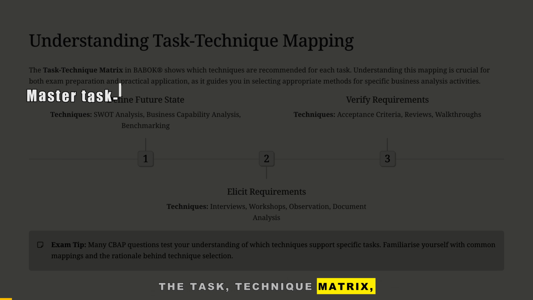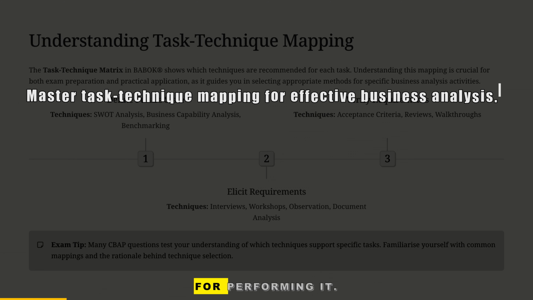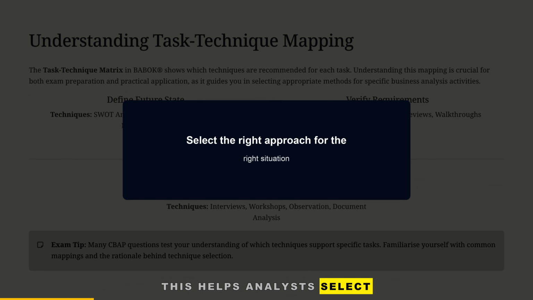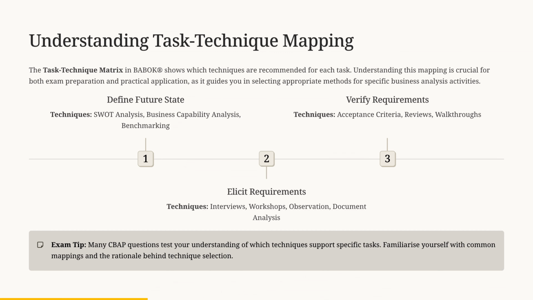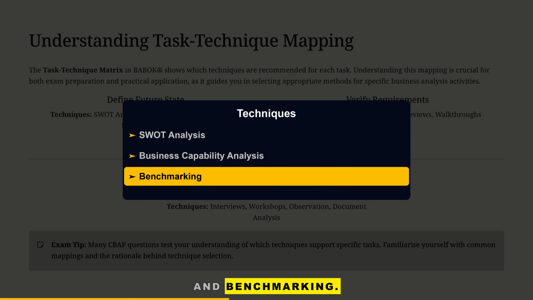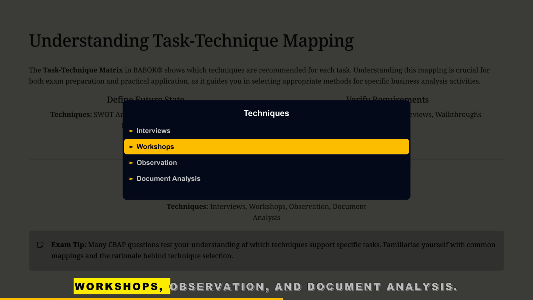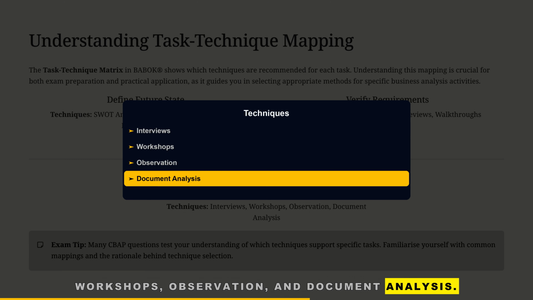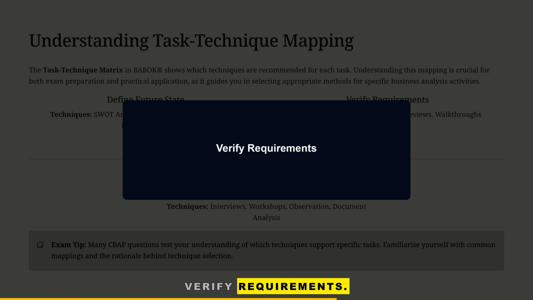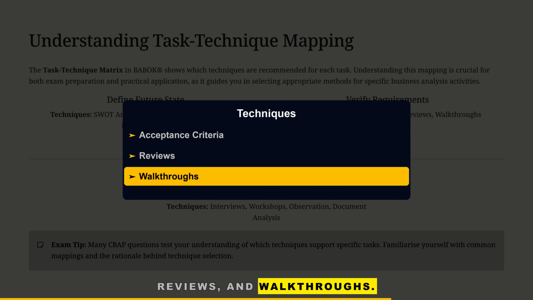The task-technique matrix in BABOK 3 maps each task to the techniques most effective for performing it. This helps analysts select the right approach for the right situation. Let's review a few examples. Define future state. Techniques include SWOT analysis, business capability analysis, and benchmarking. Elicit requirements. Techniques include interviews, workshops, observation, and document analysis. Verify requirements. Techniques include acceptance criteria, reviews, and walkthroughs.